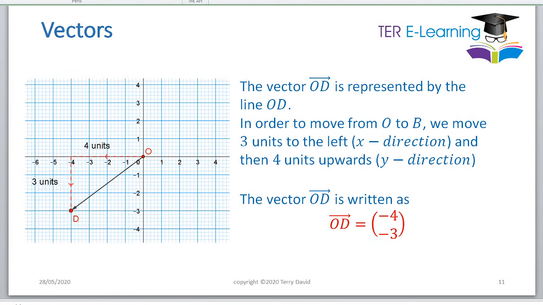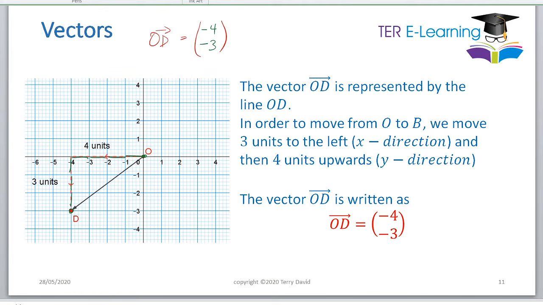And the last one, I want to get a vector OD. Again, we need 2 numbers to represent this vector. I'm starting at the point O, and I'm going to end up at the point D. So I need to move 1, 2, 3, 4 units to the left. If I'm moving to the left, then it has to be minus 4. And then I'm going to move 1, 2, 3 units downwards. If I'm moving downwards, it has to be minus 3. So the vector OD is minus 4, minus 3, right?